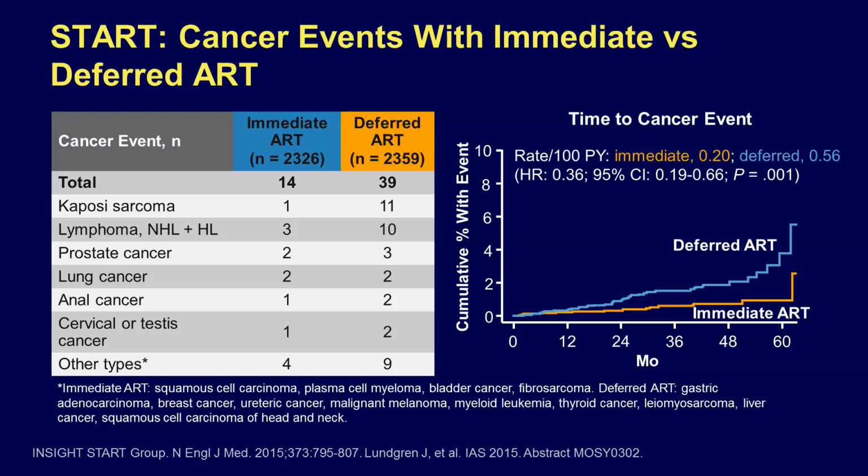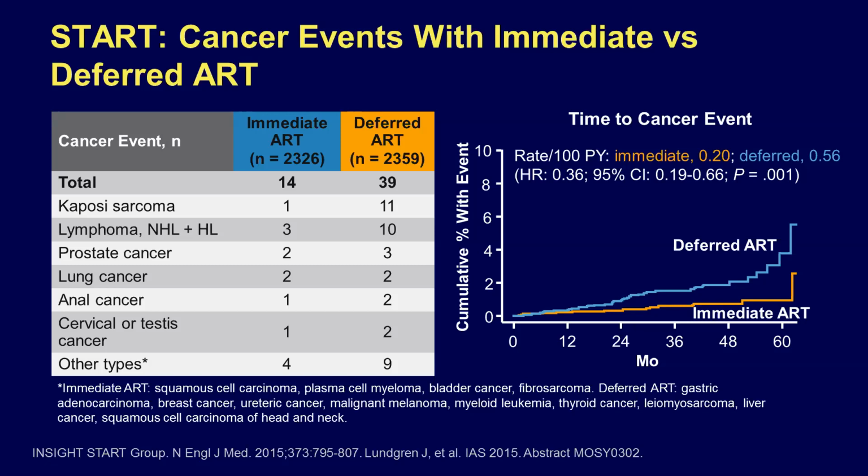What you can see on the left-hand side of the slide are the different kinds of cancers that were seen in the study. Bear in mind, the study was discontinued by the Data Safety Monitoring Board because of the high rate of complications encountered among people who deferred antiretroviral therapy. But again, people who deferred antiretroviral therapy had almost a 2.5 times higher chance of developing a cancer down the road than those who started early on.